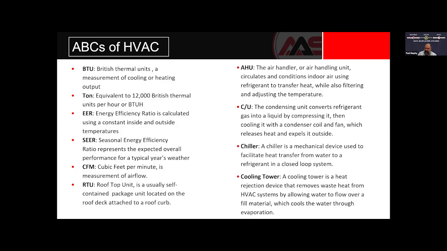A condensing unit converts refrigerant gas into a liquid by compressing it and then cooling it with a condenser coil and fan, which releases the heat and expels it outside. A chiller is a mechanical device used to facilitate heat transfer from refrigerant to a closed loop water system. A cooling tower is the way we reject that heat, whether from AC units or a chiller. It removes that heat through evaporation and expels it out to the outdoor environment.